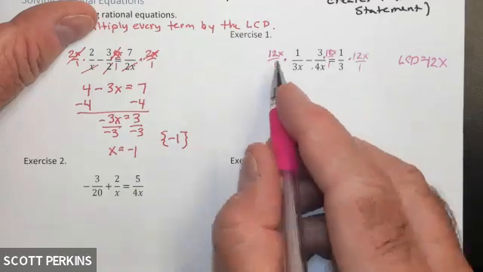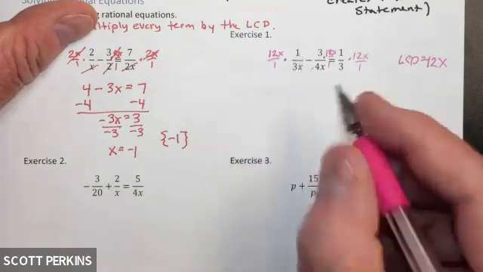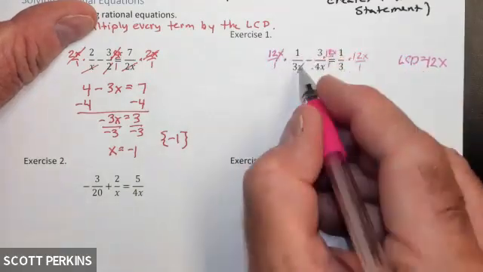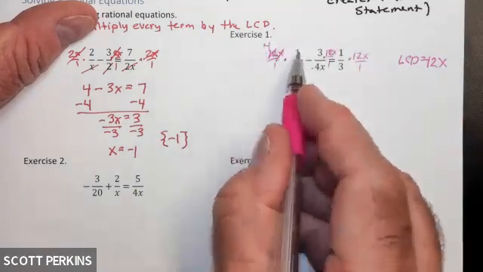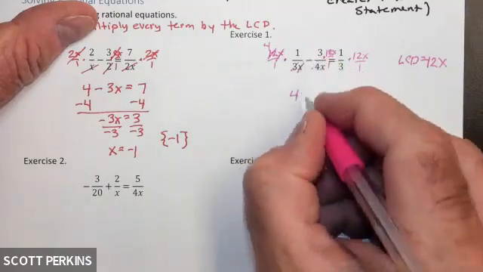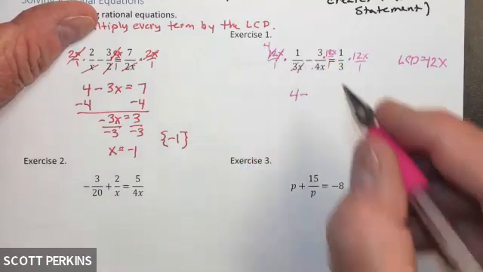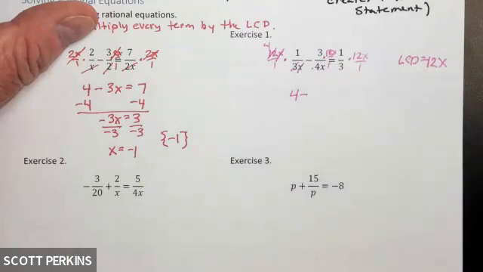So on the first term, I've got 12x times 1 over 3x. Notice the x's cancel, and 3 goes into 12 and leaves 4. And so 4 times 1 is 4. Minus the next one, 3 over 4x times 12x over 1.